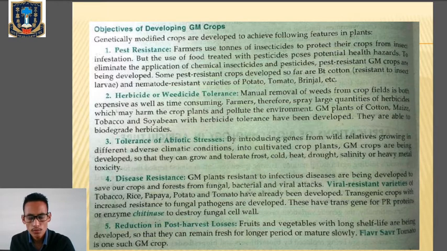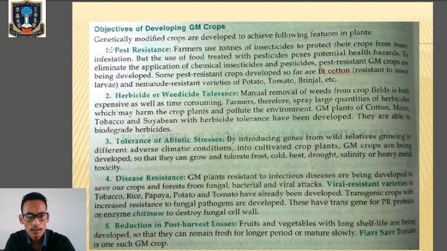A few examples of the pest resistant crops which have been developed are Bt cotton. Afterwards we will learn about Bt cotton and what Bt means. Bt cotton is one of the genetically developed pest resistant cotton varieties, resistant to insect larvae. And we have got nematode resistant varieties of potato, tomato and brinjal. These are a few examples of the crops which are resistant to pests and have been developed with the help of genetic engineering.